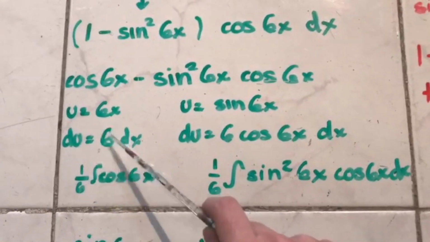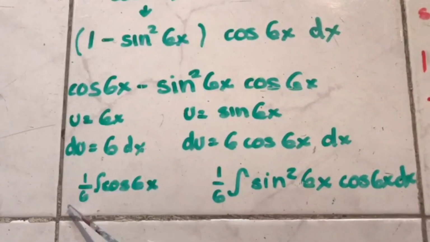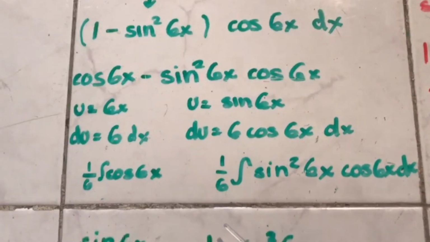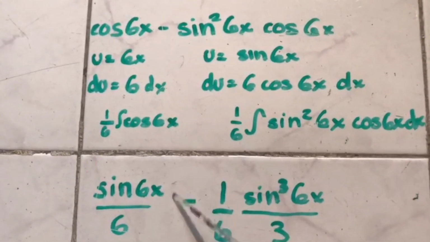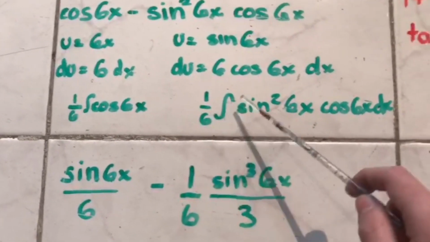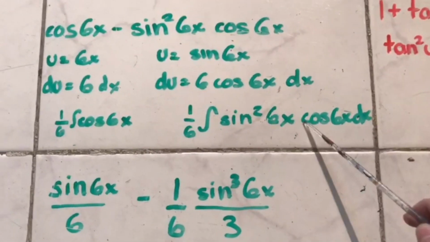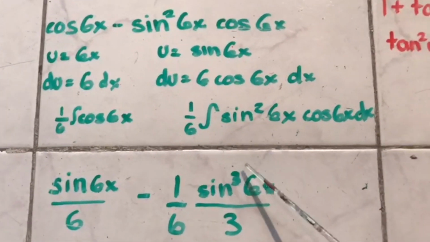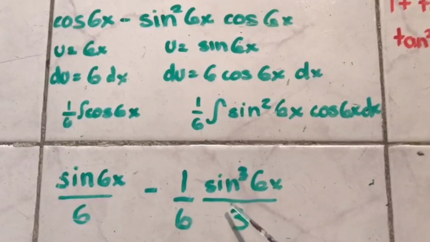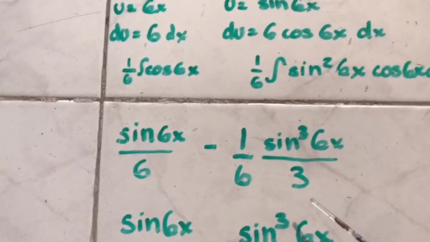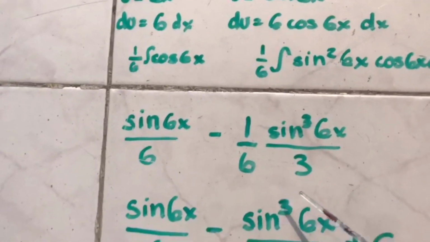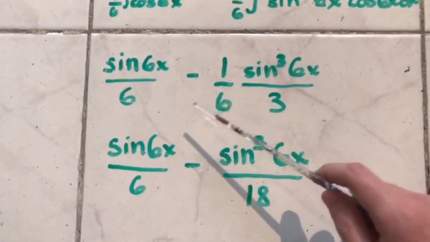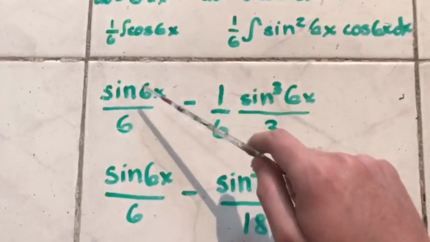Now, these 6's will be multiplying inside, so they will be dividing outside. And in here, we can use the identity found in the catalog to get the sin 6x over 6. Meanwhile, on the other integral, we cancel cosine, and are left with the sin squared, which we will integrate, so we end up with sin to the 3rd power over 3, which will be multiplying by the 1/6 outside. Now, the only thing missing is multiplying the fractions to get the answer, and of course, don't forget the constant.